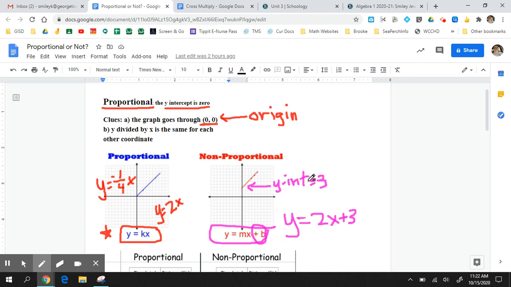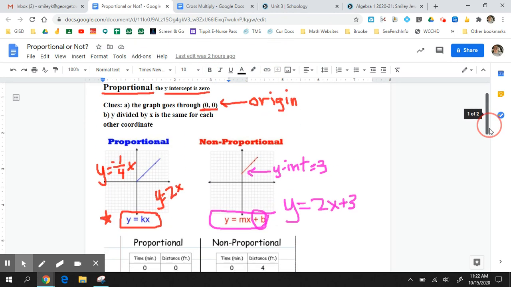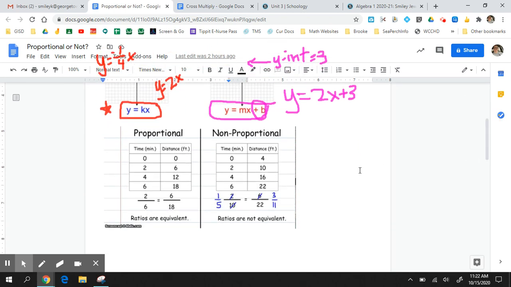All right, so we're going to look at an example of a table next. So up here on the clues, part B, you said y divided by x is the same for each coordinate. So if we looked at this table, you can take this coordinate here, 2, 6, and that's what they did. They put 2/6. And is it the exact same as 6/18? Yes. You could put this in your calculator. They should give you the same decimal, okay?